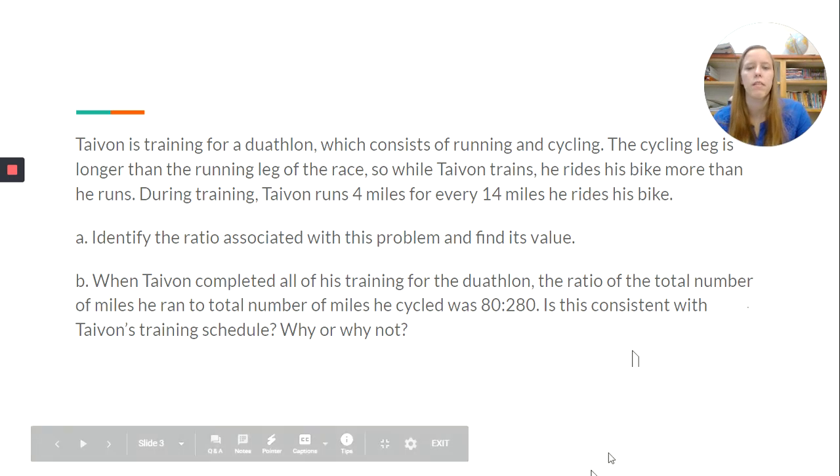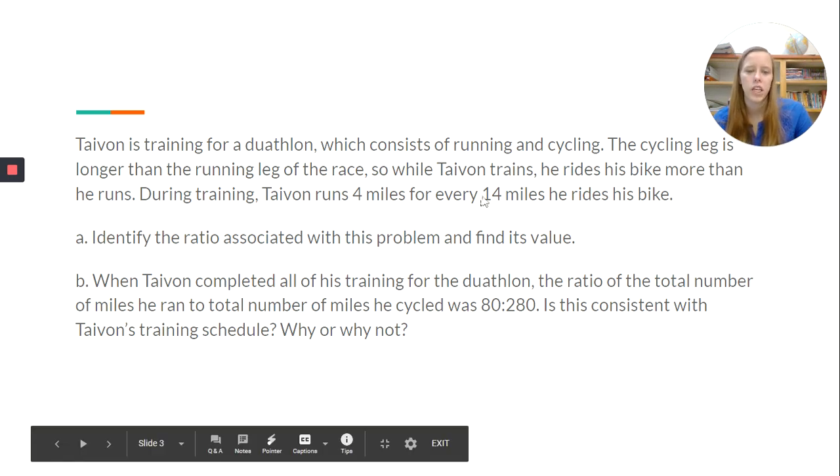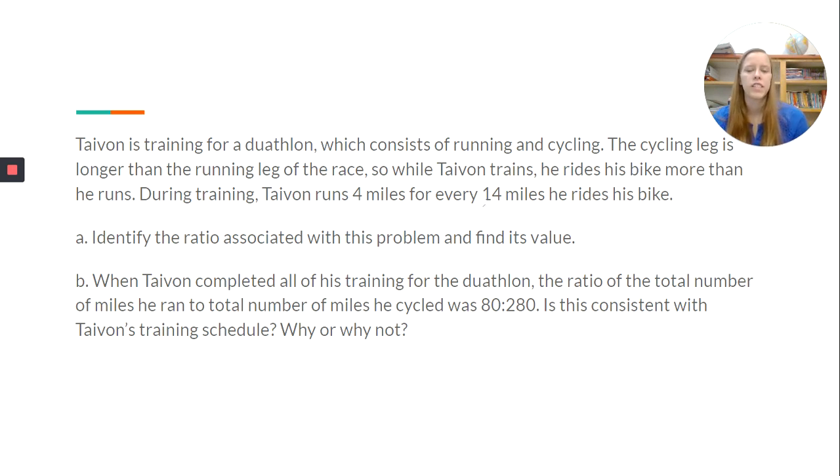So our ratio is going to be 4 to 14. 4 miles ran for every 14 miles biked. And if we simplify that, we can take 4 divided by 2 is 2, then 14 divided by 2 is 7. So we'll have 4 to 14 is our ratio, 2 to 7 is the value of that ratio.